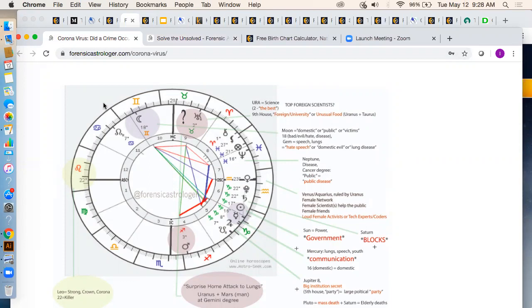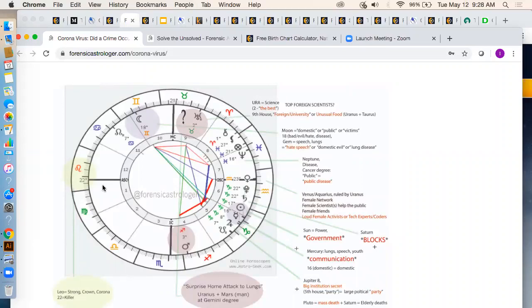And we're going to look at the angles to find information first. And the angles are here: ascendant, the MC, descendant, and the IC. And they're the strongest points of the chart. So whatever is placed on the angles will also be very strong, meaning you'll see strong indications and themes.